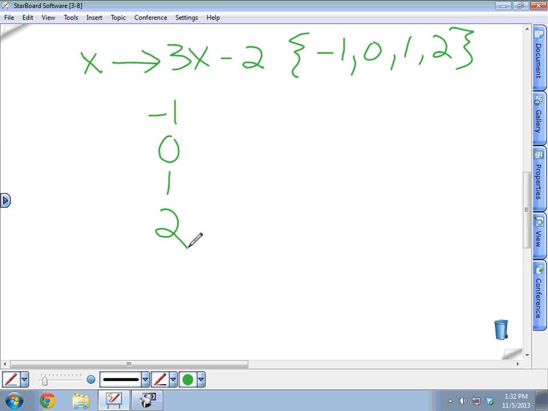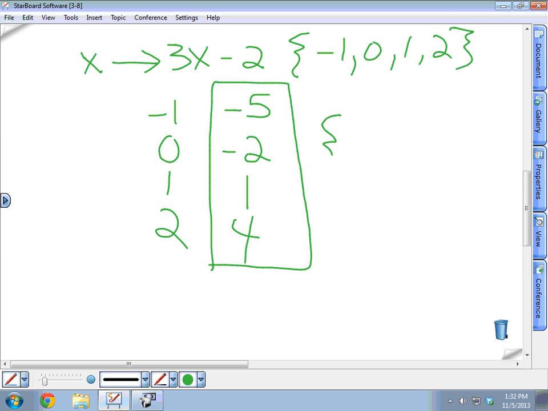Well, if I put -1 in here, I'm going to get -3. -3 minus 2 is -5. If I have 3 times 0, that's 0. 0 minus 2 is -2. If I put 1 in, 3 times 1 is 3. 3 minus 2 is 1. And if I put 2 in, 2 times 3 is 6. 6 minus 2 is 4. Okay? And it wants to know, find the range. So these are my ranges, okay? And it wants it in this sort of notation, so -5, -2, 1, 4.